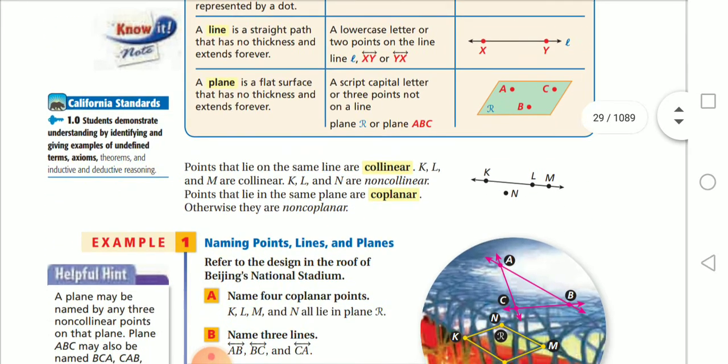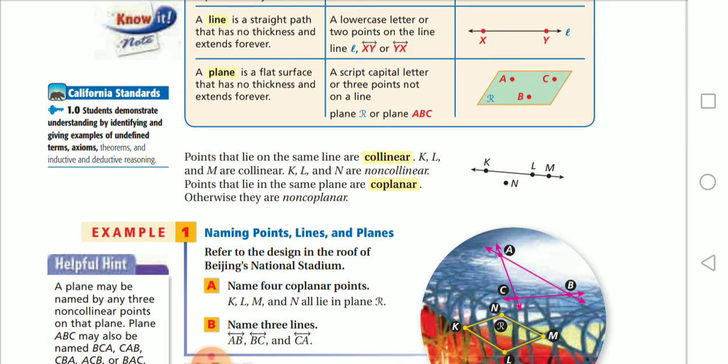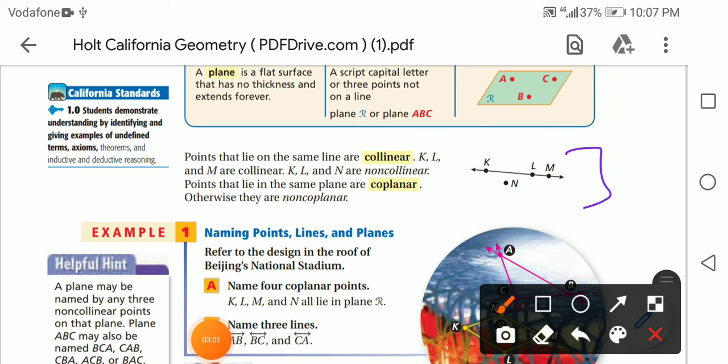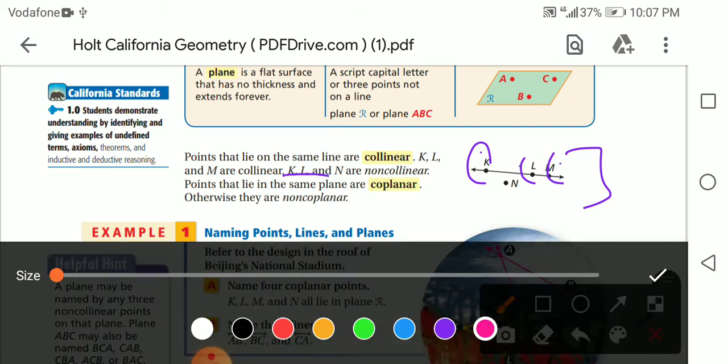So points that lie on the same line are collinear. New information here I have. Points that lie on the same line are collinear. So K, L, M are collinear, right? And I have here K, L, N. Change the color now. We have here K, L, and N. So are they collinear? No, they are non-collinear. Why? Because they are not on the same line, as you see.